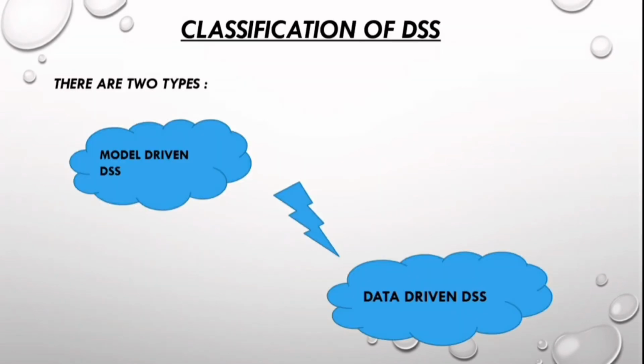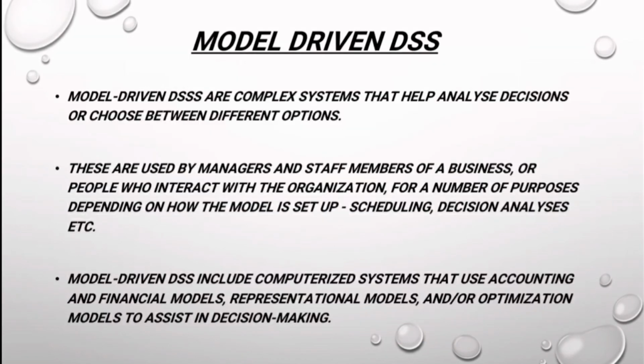Classification of decision support systems. There are two types. The first one is model driven decision support system, the next is data driven decision support system. Model driven decision support system is nothing but a system that gives a perfect impact about the decisions, that is, a complex system that helps analyze decisions or choose between different options.